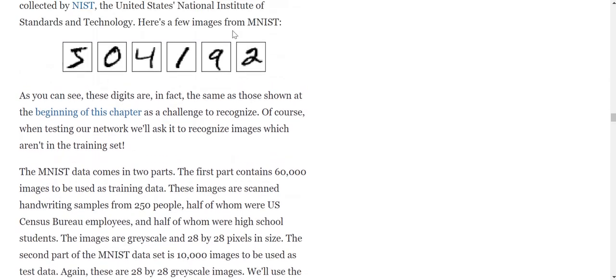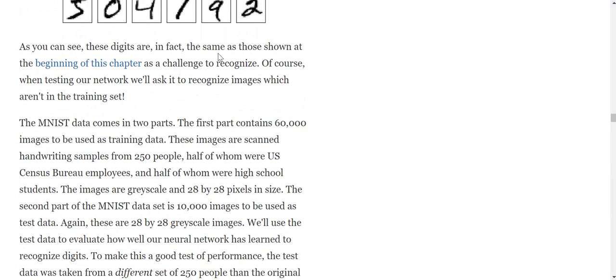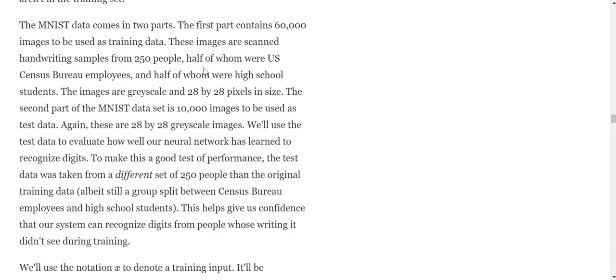So here are some images from the MNIST dataset. The MNIST dataset comes in two parts. It has 60,000 training images, and these were scanned handwriting samples from 250 people, half of whom were US Census Bureau employees, and the other half were high school students. The images are 28 by 28 pixels and grayscale. And the second part of the MNIST dataset is 10,000 images belonging to the test set, and again they are 28 by 28 grayscale images.